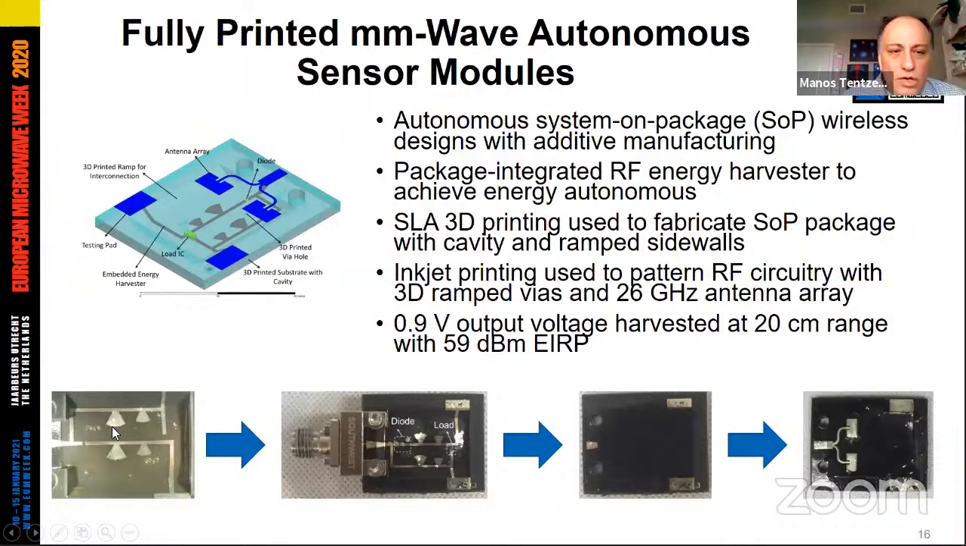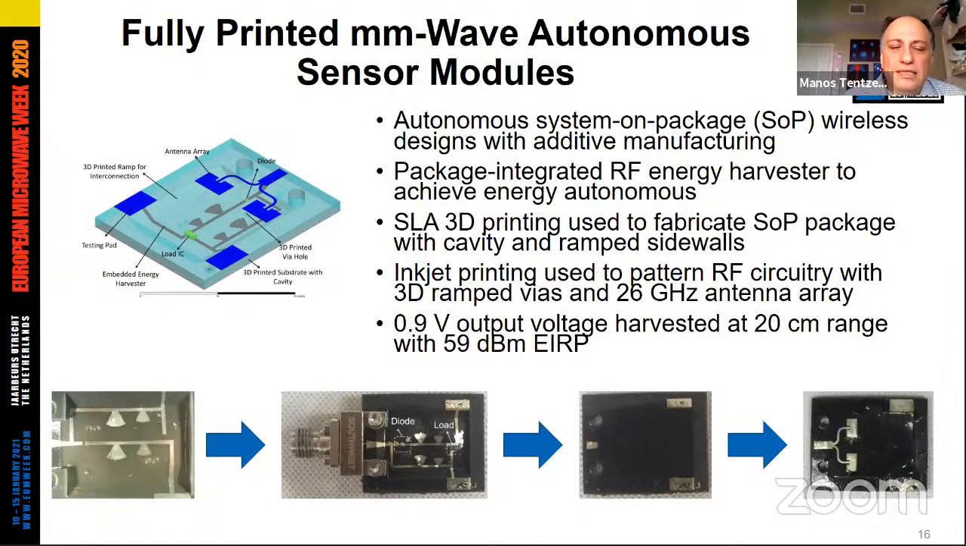So initially you have the matching section here to the load IC. You attach the diode for the harvesting, the load here, fill the cavity, print the antennas, and that's how you have the beacon. All of this was done with an SLA 3D and inkjet printer. I have to stress that the facilities needed to realize this are extremely low cost.